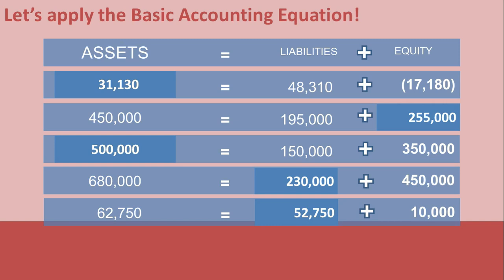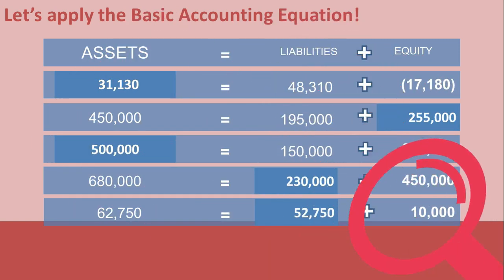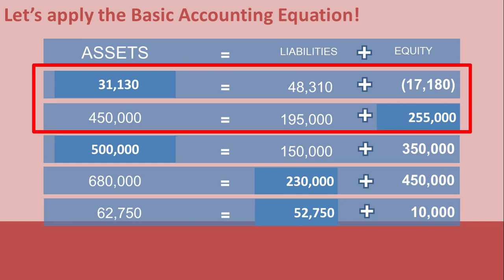52,750. Remarkable. Now, let us try to elevate our appreciation of the basic accounting equation by trying to examine each of these businesses' financial position. Let's take a look at the first two companies. Which do you think is doing better? Now, as you would notice, the first business registers a deficit.